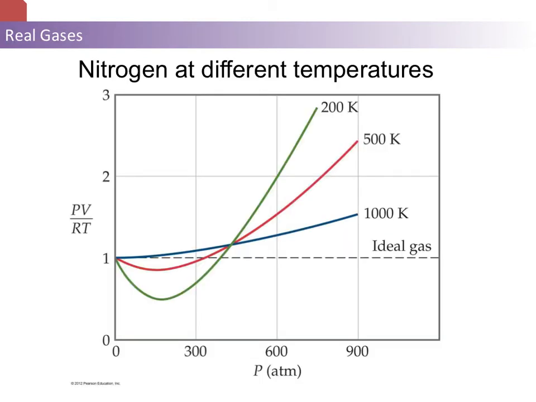This next graph shows one gas over a various number of temperatures. So instead of different gases in the different lines, these are all nitrogen gas, but this nitrogen gas is at different temperatures.